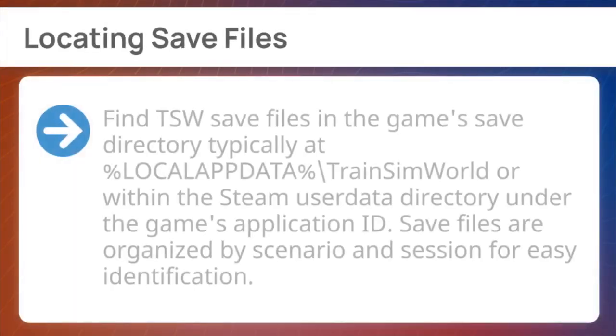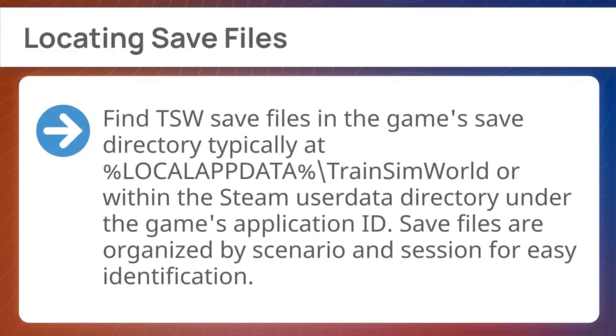First, locating save files. Find TSW save files in the game's save directory, typically under the local app data folder for Train Sim World, or within the Steam user data directory under the game's application ID. Save files are organized by scenario and session for easy identification.